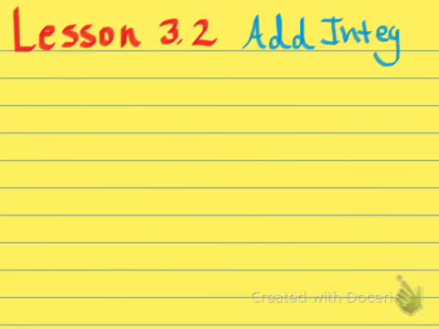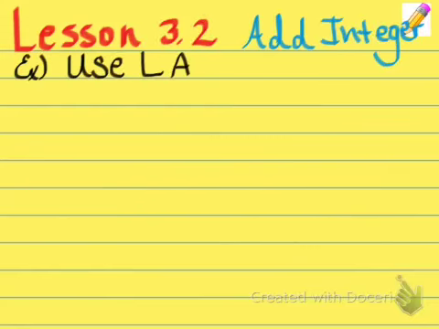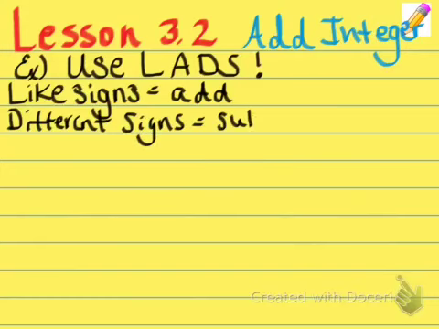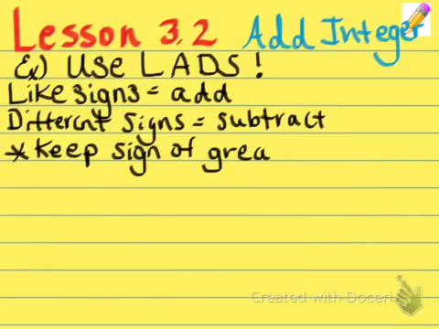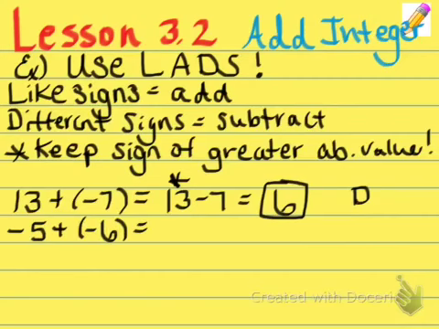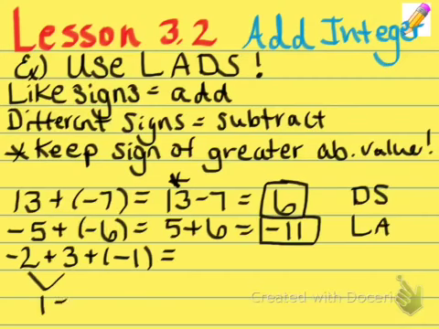These are examples from lesson 3.2, adding integers. And when you add, you use LADs. Like signs add and different signs subtract. So here are a few examples I'd like for you to write down and practice. Remember that you are to keep the sign of the one with the greater absolute value. That's how you know if your answer is going to be a positive or a negative.